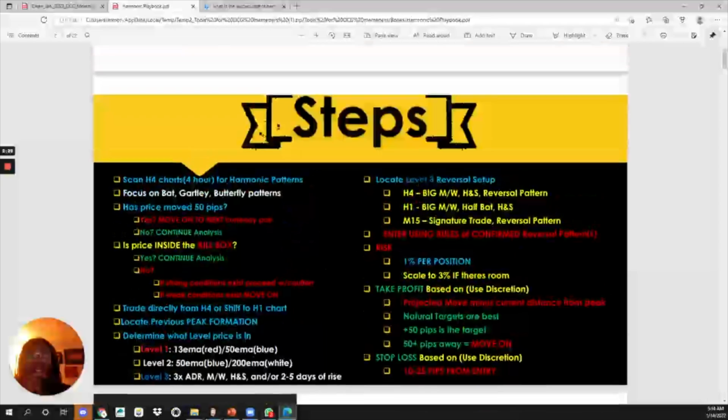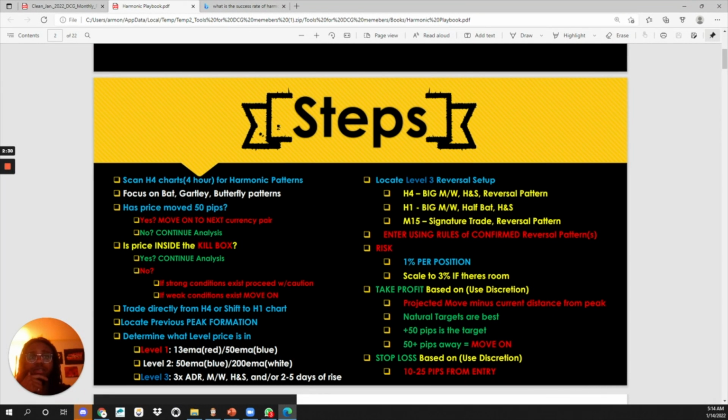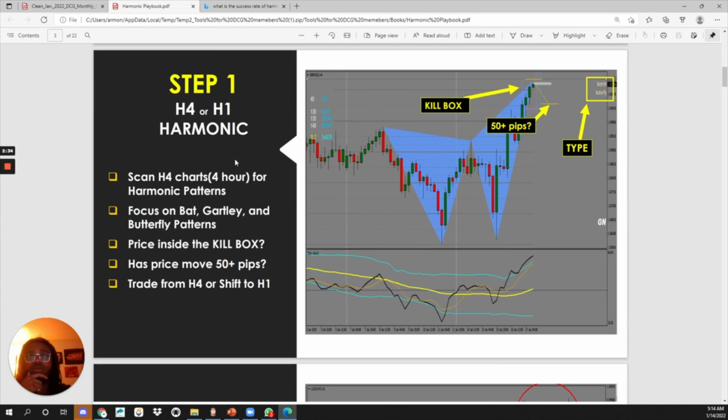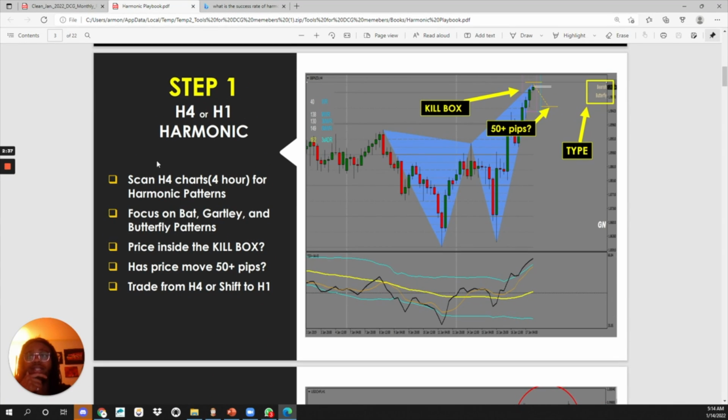And here are all of the steps. You can scan through all of the steps right here, or if you need examples, you can just scroll through it one by one. So step 1, scan the harmonic charts. Scan the 4-hour charts for harmonic patterns. And we did that. We had a bullish butterfly. We want to focus on Gartleys, bats, and butterflies, right? We have a bullish butterfly pattern.